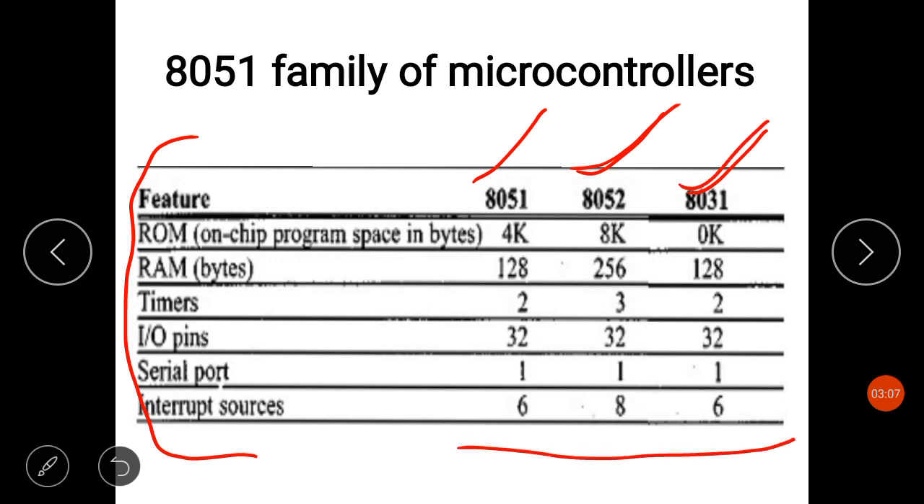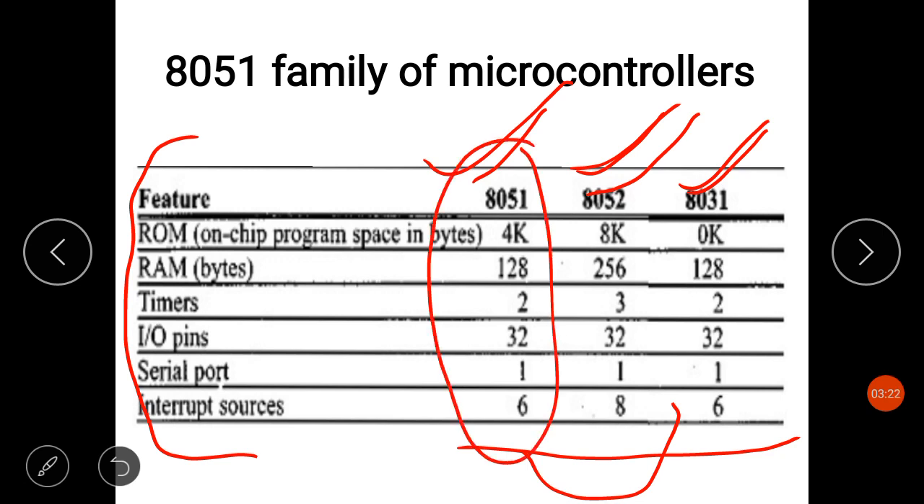These microcontrollers are code compatible. If you compare the 8051 and 8052, you will see that the 8051 is a subset of the 8052. Therefore all programs written for the 8051 will run on the 8052, but the reverse is not true. These are the features of the 8051 family of microcontrollers.